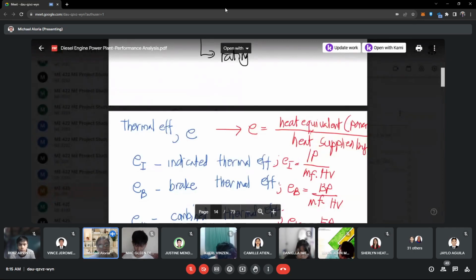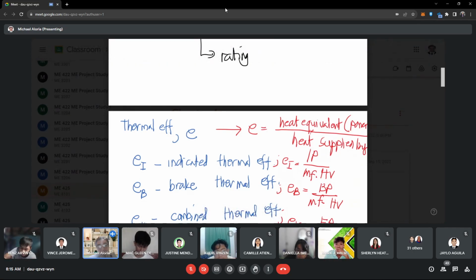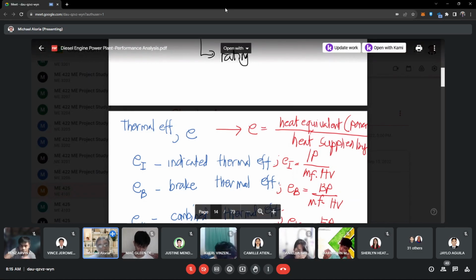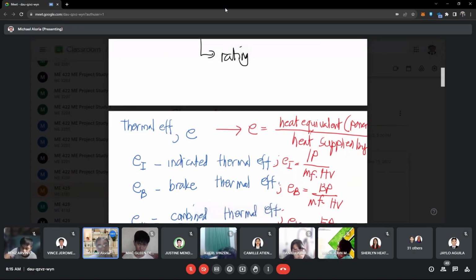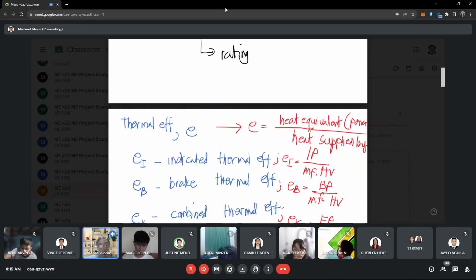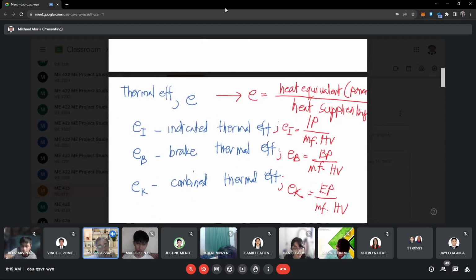So if we are going to measure your indicated thermal efficiency, are you still there? Nakakasunod ba kayo? Your indicated thermal efficiency, you have your IP. Ito yung heat equivalent natin or the power, okay? Over your heat supply, which is your MF, your heating value. Kung i-measure naman natin yung brake thermal efficiency, so the power that we are going to consider is the brake power over your MFHB. So pareho lang yung heat supplied mo. Okay? But nagbabago yung ating heat equivalent.